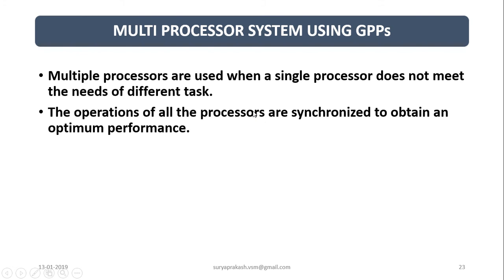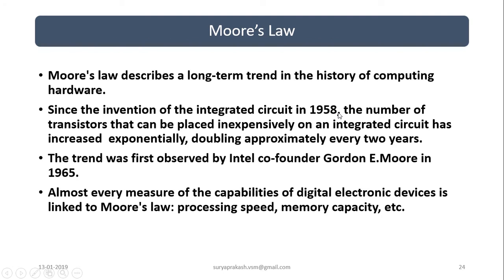Now, multi-processor systems using GPP. Nowadays people are using mobile phones with dual core, quad core, and octa core functionalities. Basically, the cores may all be a single homogeneous processor or they may be heterogeneous. A single core can be used for general purpose, another core for graphics functionality, another for animations, and another for camera functionality. Similarly, multiple processors are used when a single processor does not meet the needs of the different tasks. The operation of all the processors is synchronized to obtain optimum performance.